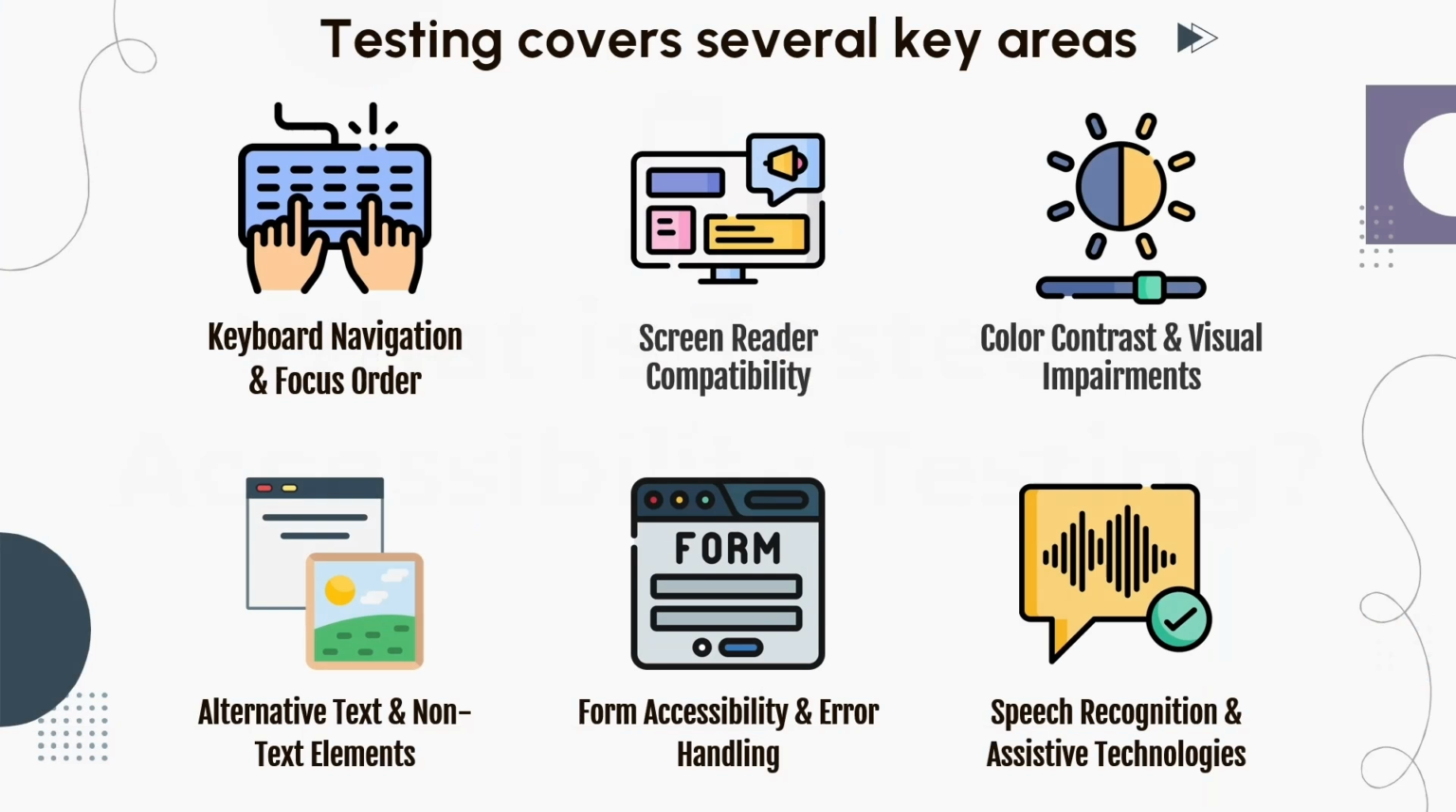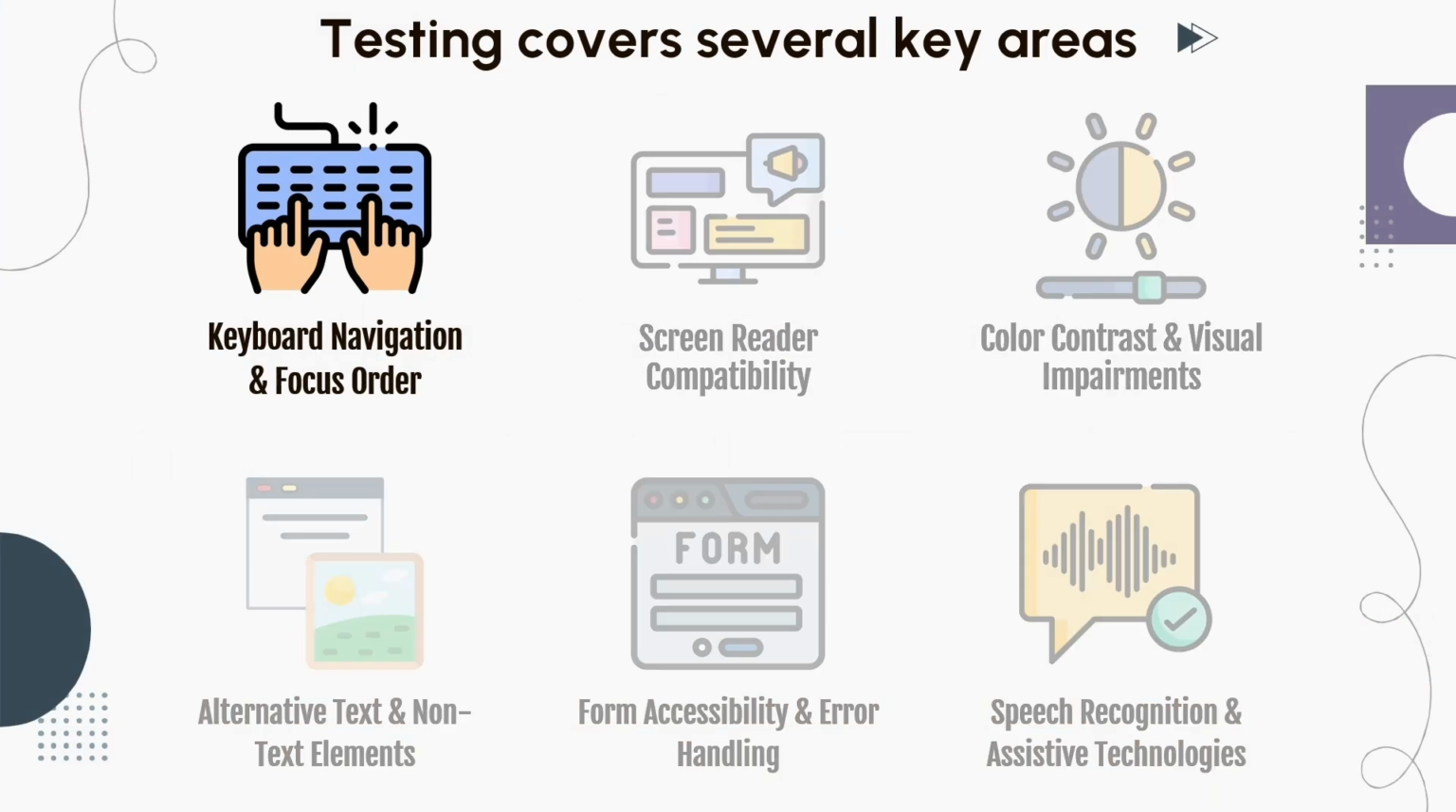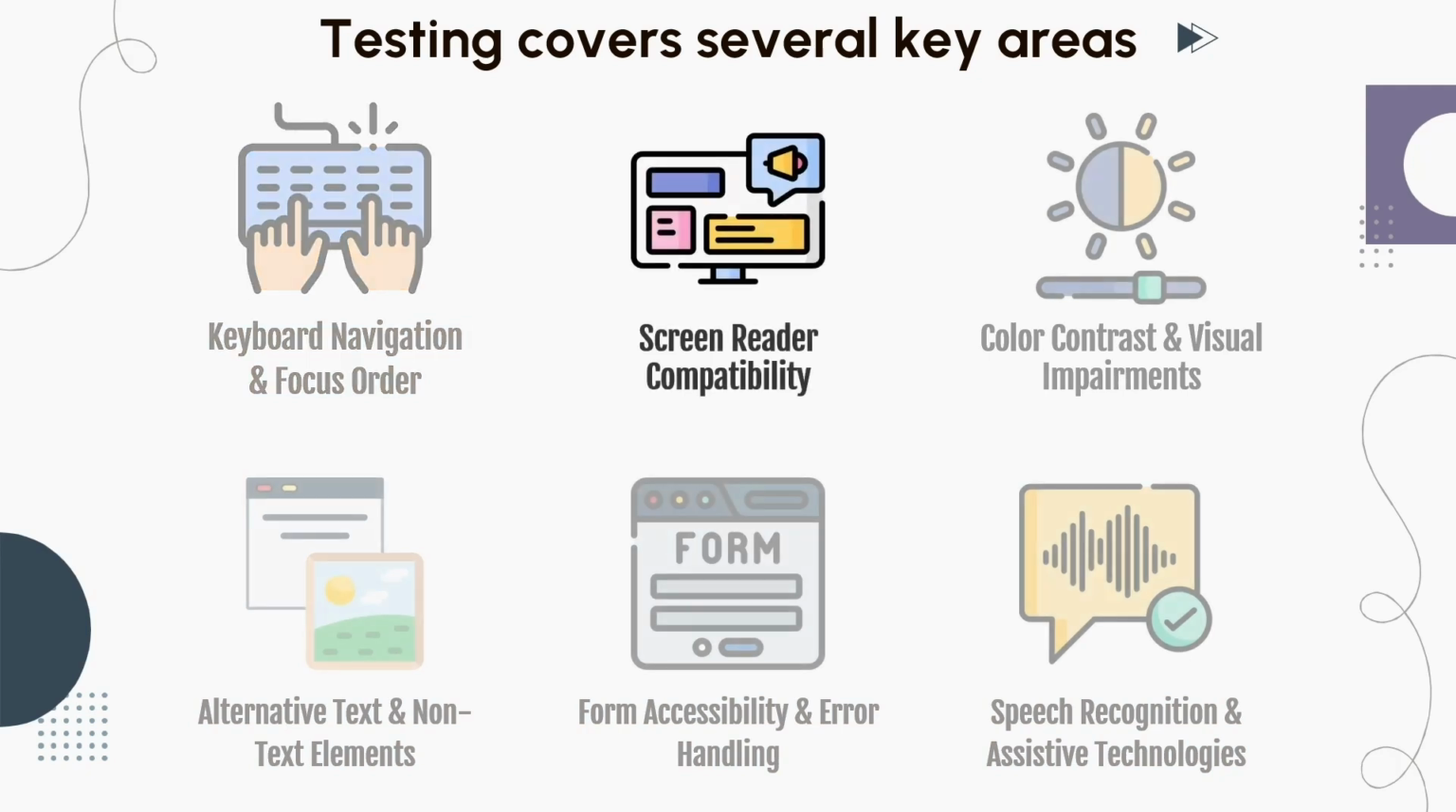Although accessibility testing is a complex topic, it can be divided into several key aspects, allowing us to examine each one individually. The first key aspect is keyboard navigation and focus order. Many users navigate using a keyboard, so we test whether all interactive elements like links and buttons are accessible via keyboard shortcuts. We also ensure that the focus order is logical and easy to follow.